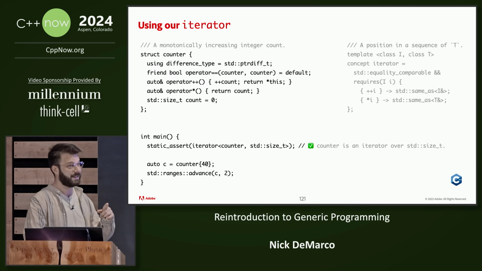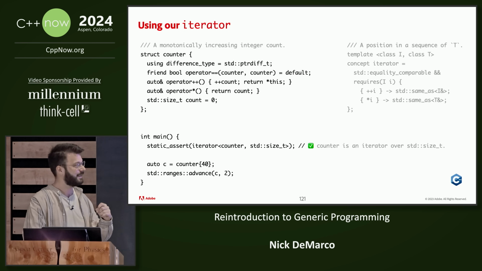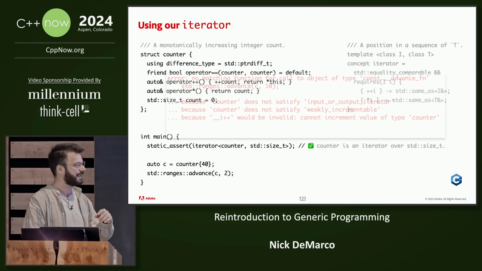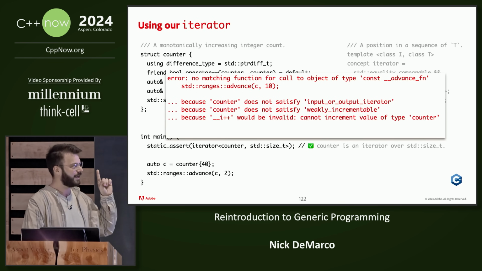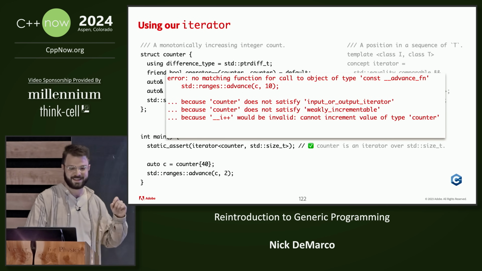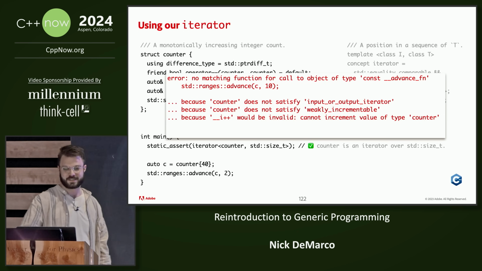Does it use the difference? No, it won't work. No, not advance. Good guess. Is it because of the category? Good guess too. No. It's simpler than that. We don't have a post-increment operator because post-increment is not supported by our counter.